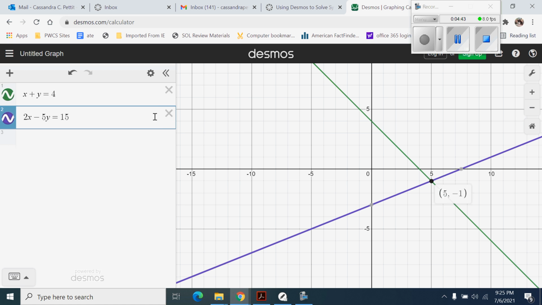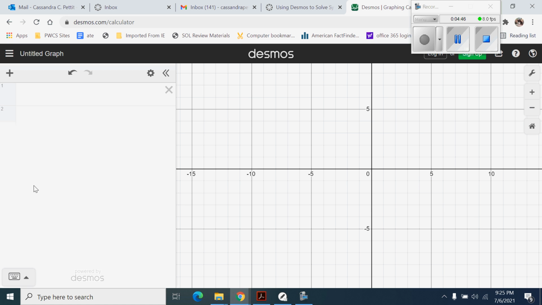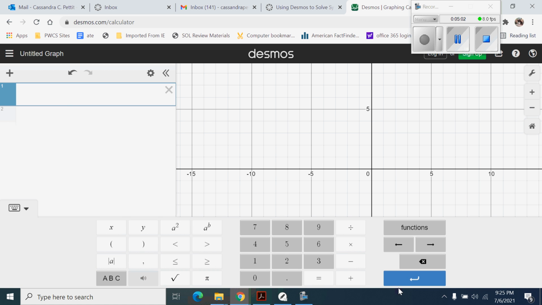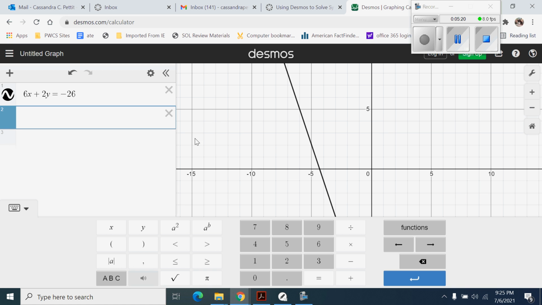Okay, so let's try another one. Let's see, I'm going to try to see if I can find one that has, let's go ahead and do another one. Let's do 6x plus 2y is equal to negative 26. See how this is helpful, especially if you have some really wonky equations, right?